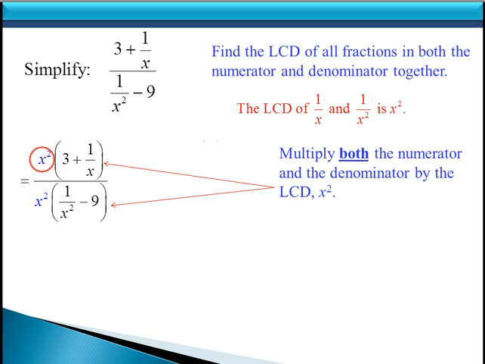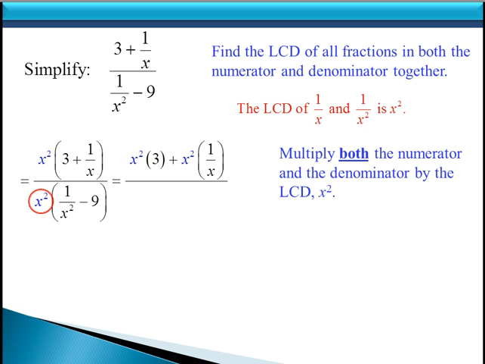So we're going to have to distribute that x squared and multiply it times the 3 and then multiply it times the 1 over x. So using that distributive law, we'll have x squared times 3 plus x squared times 1 over x. And then we'll do the same in the denominator. We're going to distribute that x squared, multiply it times the 1 over x squared, and then also times the negative 9. So we'll have x squared times 1 over x squared minus x squared times 9.